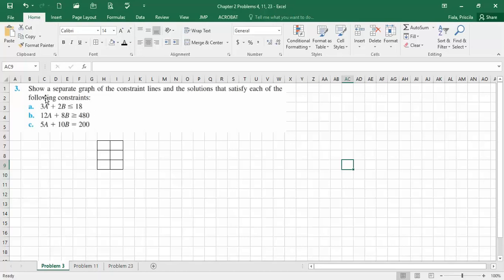So right here, show a separate graph of the constraint lines, and these are your constraints, okay, and the solutions that satisfy each of the following constraints. So right here, they're not telling you what A or B is. Okay, it could be anything. Your two favorite foods. They cannot have more than 18 grams of fat, for example, combined.